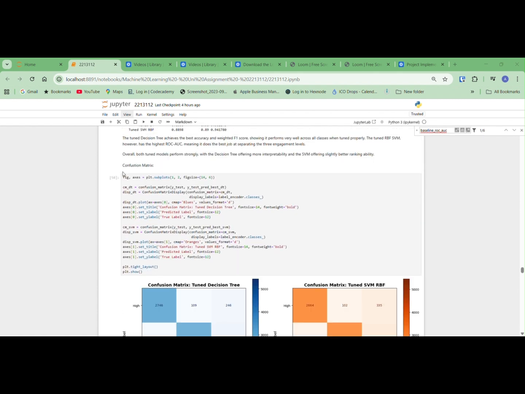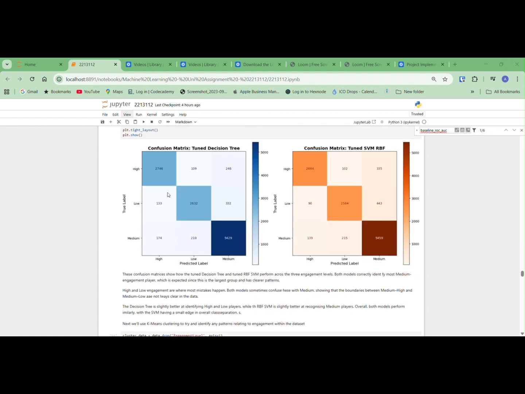The next part is to visualize this a bit more, so I created this confusion matrix. From here, we can see that both models, the decision tree and the SVM, do very well on the medium engagement level. Most of the mistakes are between high and medium or low and medium, which makes sense because those are close in behaviour.